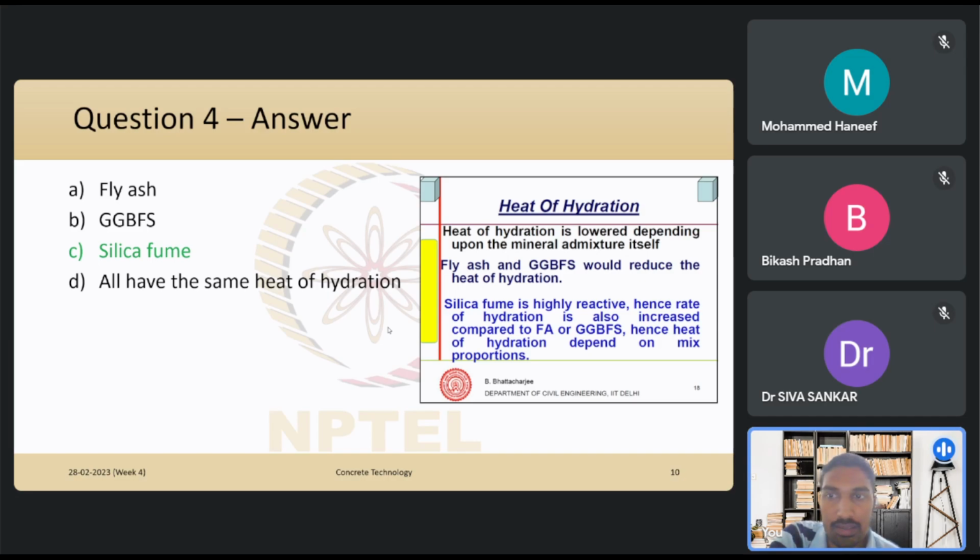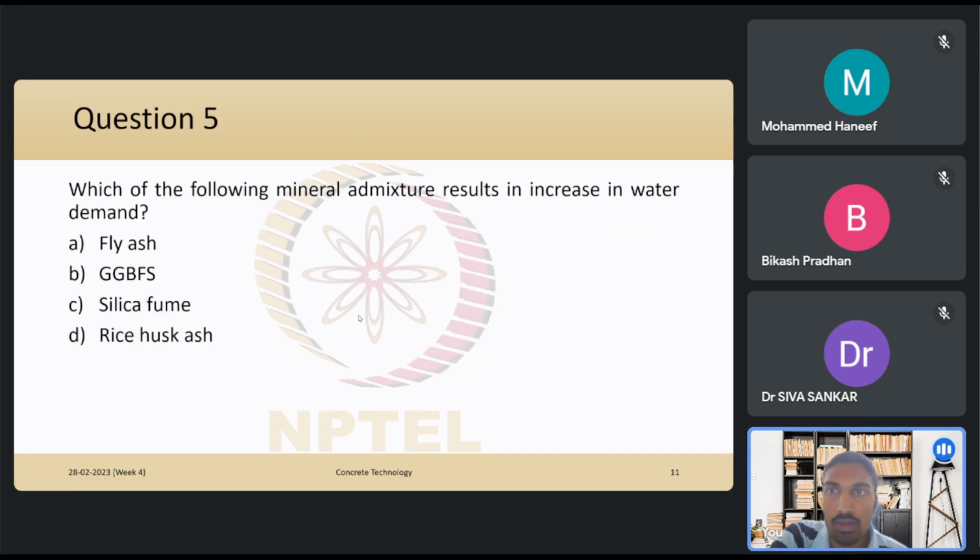And this highest reactivity will be due to its physical and chemical characteristics, right? It depends on the specific surface and also the composition of the different oxides, right? How much silica is present, right? So based on these, silica fume will be more reactive than fly ash and GGBFS, and therefore it will produce the most heat quickly. Okay, so moving on to question number 5. Which of the following mineral admixtures results in the increase in water demand? Again, fly ash, GGBFS, silica fume, and rice husk ash.